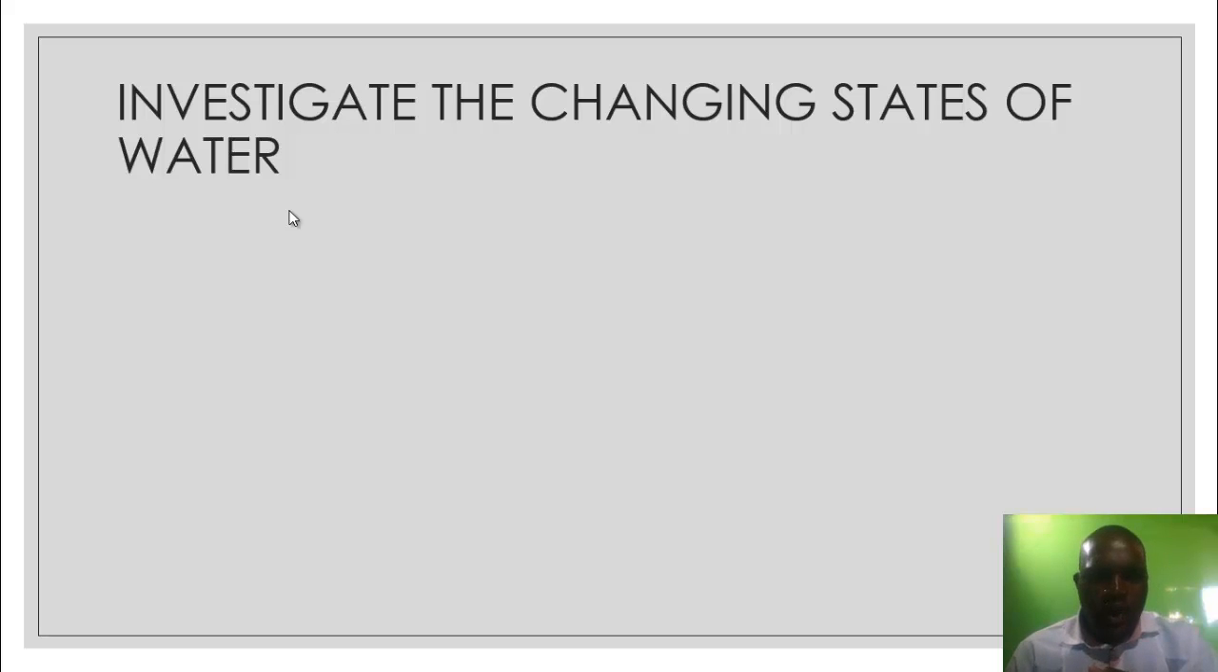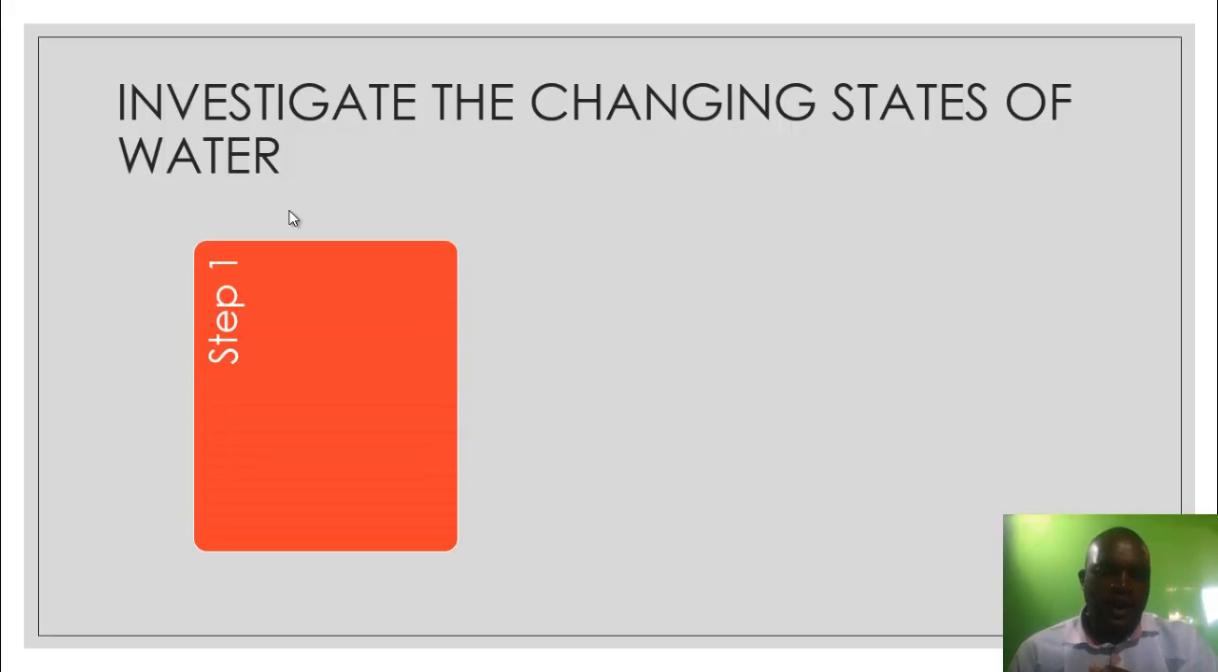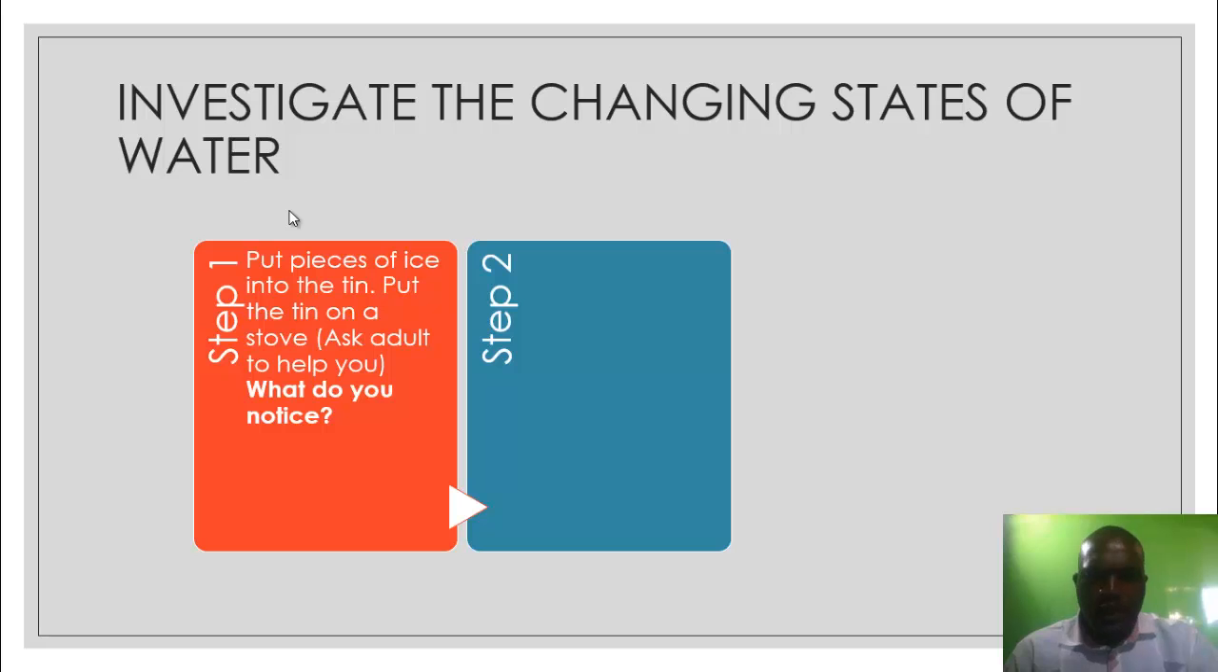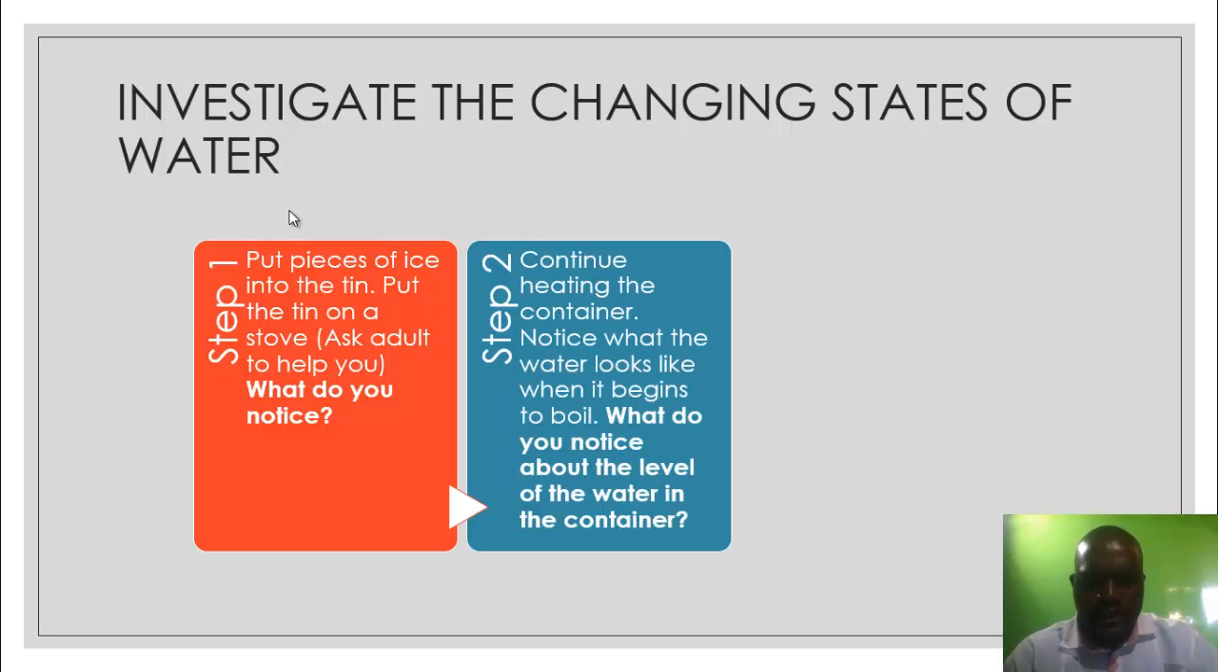But so long, what you will need is step number 1, you will need to put pieces of ice into the tin, and then this is what you're going to need: ice and then something to heat up, okay? And look for what you are noticing as you are doing this, okay? Step number 2, we're going to now continue heating the container, and look what happens when the water begins to boil. What do you notice about the level of water in the container?